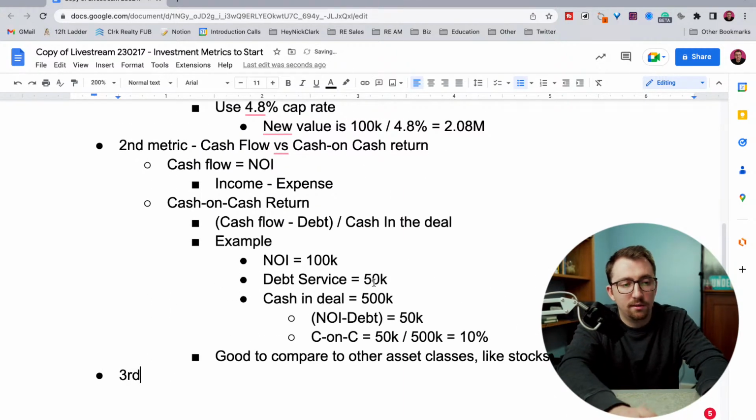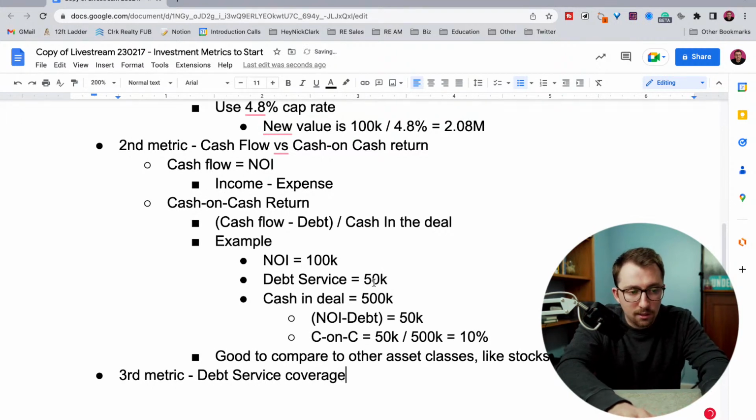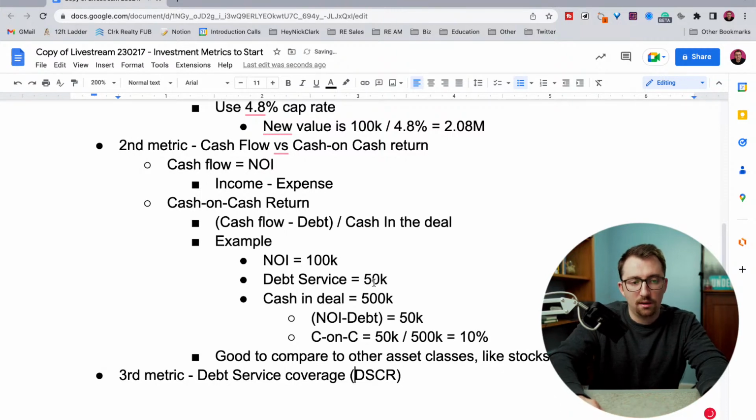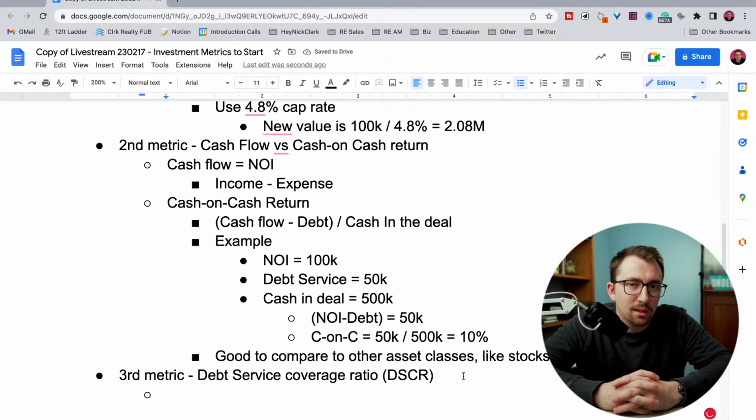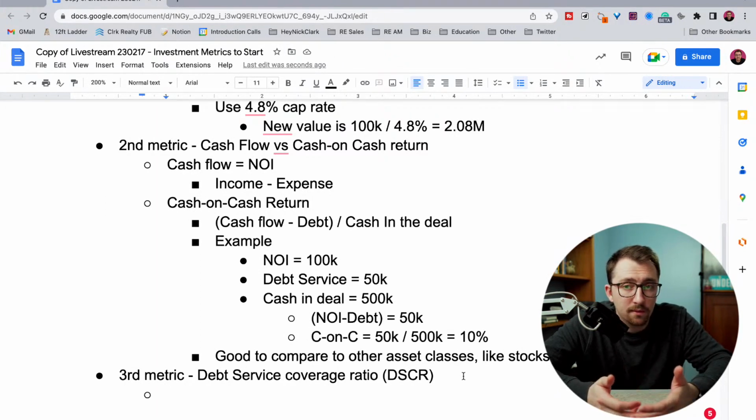The third and final metric that is really important, because most people I work with are going to get a mortgage, is the debt service coverage. You'll see it as the debt service coverage ratio. Why is this metric important? This metric is what lenders use to determine if they're going to give you a mortgage on the property.